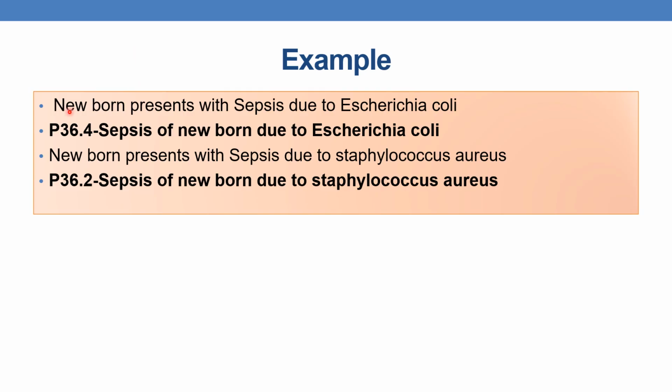Now let us see two examples. Newborn presents with sepsis due to Escherichia coli. Here we have a combination for sepsis with Escherichia coli. So one code is sufficient. P36.4, sepsis of newborn due to Escherichia coli. Similarly, next example, newborn presents with sepsis due to Staphylococcus aureus. Here also we have a combination code. P36.2, sepsis of newborn due to Staphylococcus aureus. Whenever a combination code is not present, you can use additional code from the category B96 to indicate the causal organism.